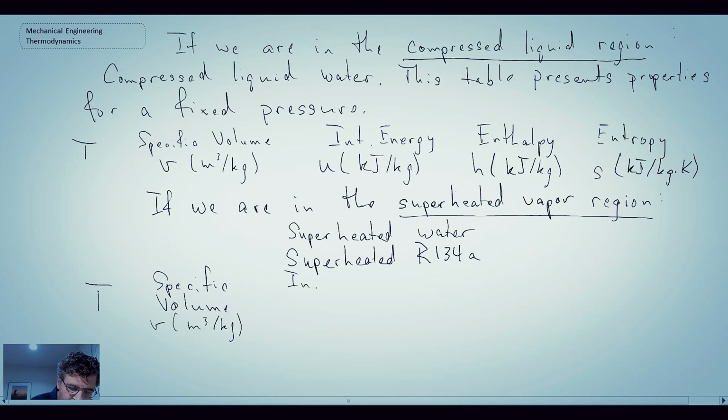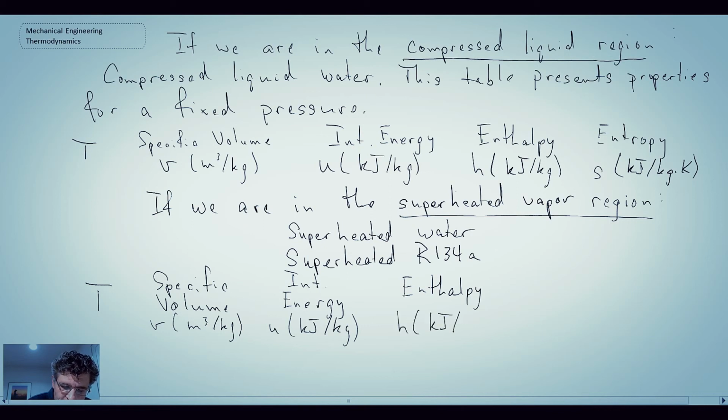Just like before, internal energy, and that will be symbol little u, kilojoules per kilogram. You have enthalpy, and that is little h, and that is kilojoules per kilogram. And finally, entropy, and that is s. Notice entropy is different from the others in terms of the units. It's kilojoules per kilogram Kelvin. Okay, so those are the tables that you'll be using.